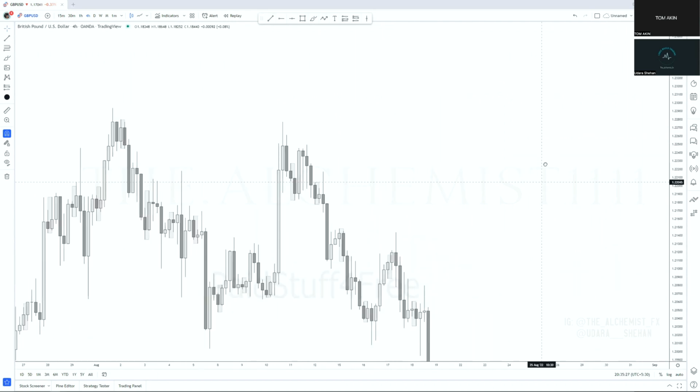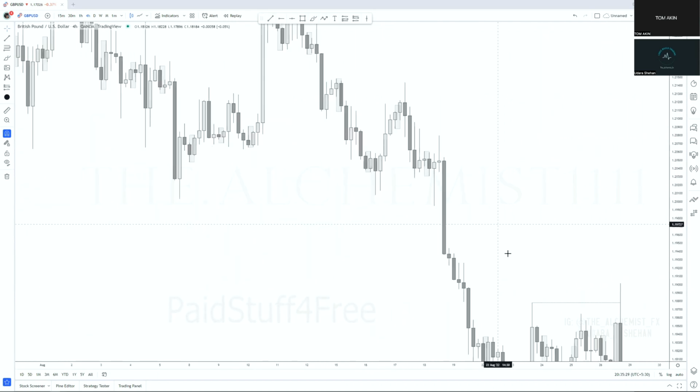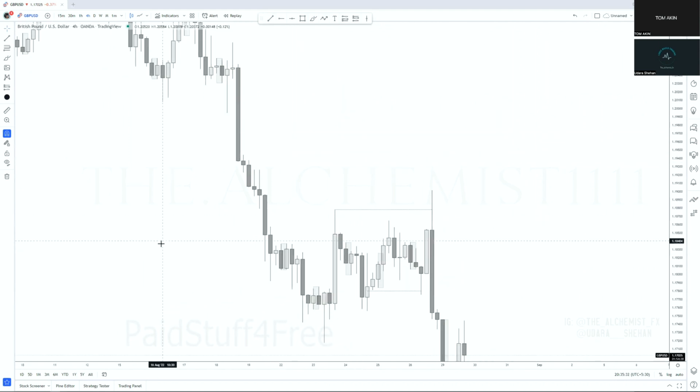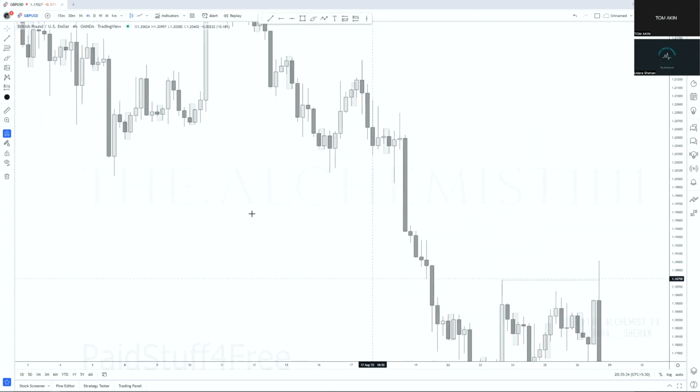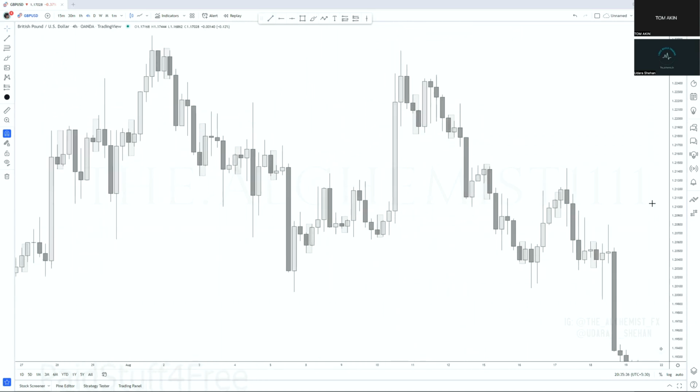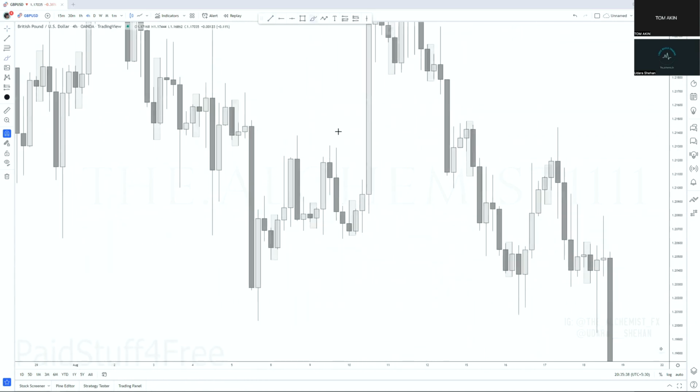So when I say a swing high, what we want to see is just any three candles. Let me show you a clear example. Something like this is what we want to see. Let's say we pick these three candles. We want a lower high to the left, a lower high to the right, and the middle candle will turn into your swing high.